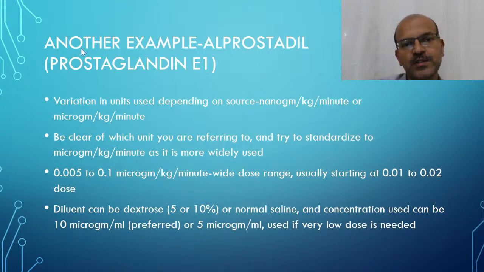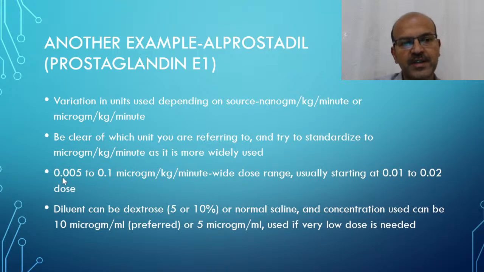Just to close this, we will discuss a very important infusion that is used in management of congenital heart disease, which is alprostadil or prostaglandin E1. As I told you before, the way we name it can be nanogram per kilogram per minute or microgram per kilogram per minute, but we should try to stick within the unit to standardize and use one. In our unit we are using microgram per kilogram per minute, even though it comes in decimals and small numbers, because the cardiologist prefers to use it that way.